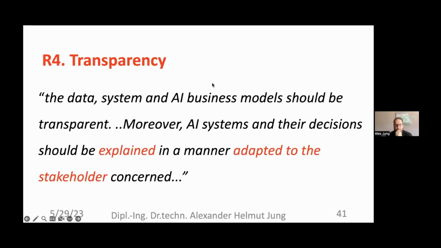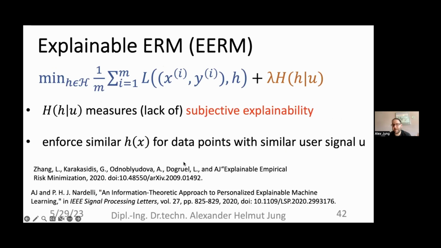So now I should speed up a bit. Yeah, so the last requirement I want to discuss is transparency. And here I want to point out again, this requirement in this position paper is formulated as: AI systems and their decisions should be explained in a manner adapted to the stakeholder. And this we have translated recently into subjective explainability.